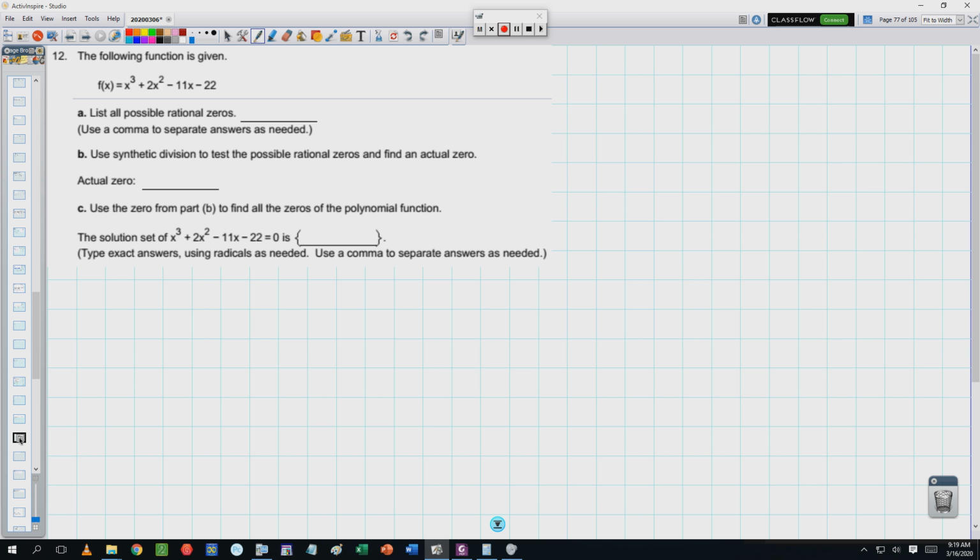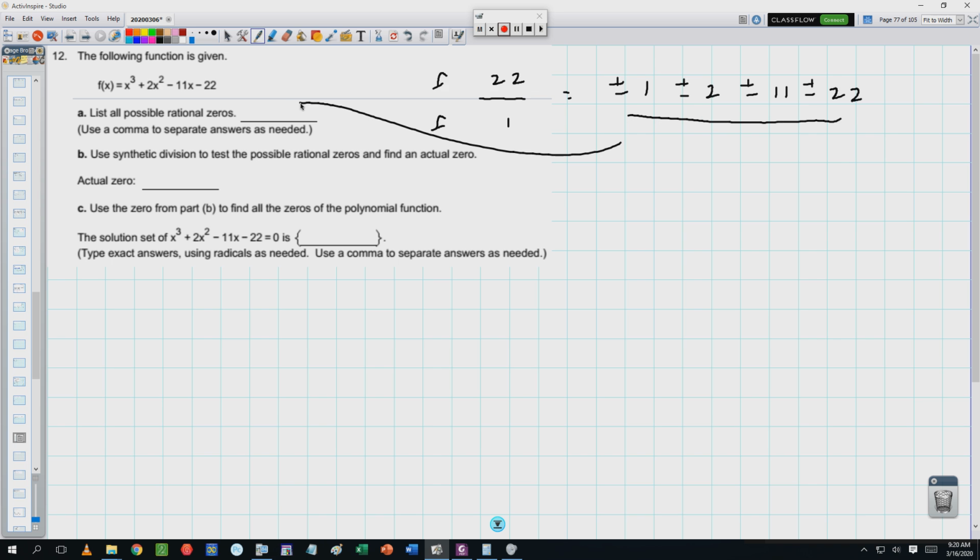The following function is given. List all possible rational zeros. So we take factors of the 22 and divide by factors of the 1, so we won't have to worry about that. With 22 we have positive negative 1, positive negative 2, positive and negative 11, positive and negative 22. So there would be your list of possibles. Use synthetic division and let's find one.